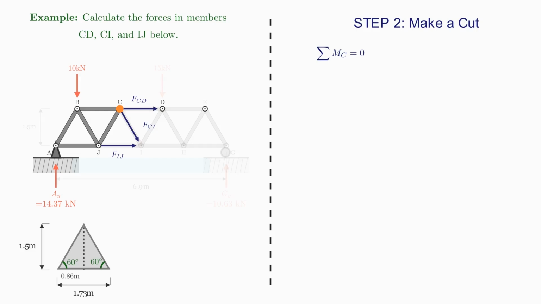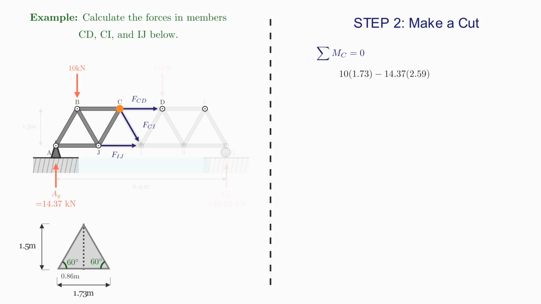So this gives me 10 times 1.73, as the 10 kilonewtons is 1.73 meters from C in the horizontal direction. Next, taking the 14.37, if C is fixed, this force would turn the truss in a clockwise direction, which gives me negative moments. So I take minus 14.37 times 2.59, as this force is 1.5 of those equilateral triangles away from C in the horizontal direction.